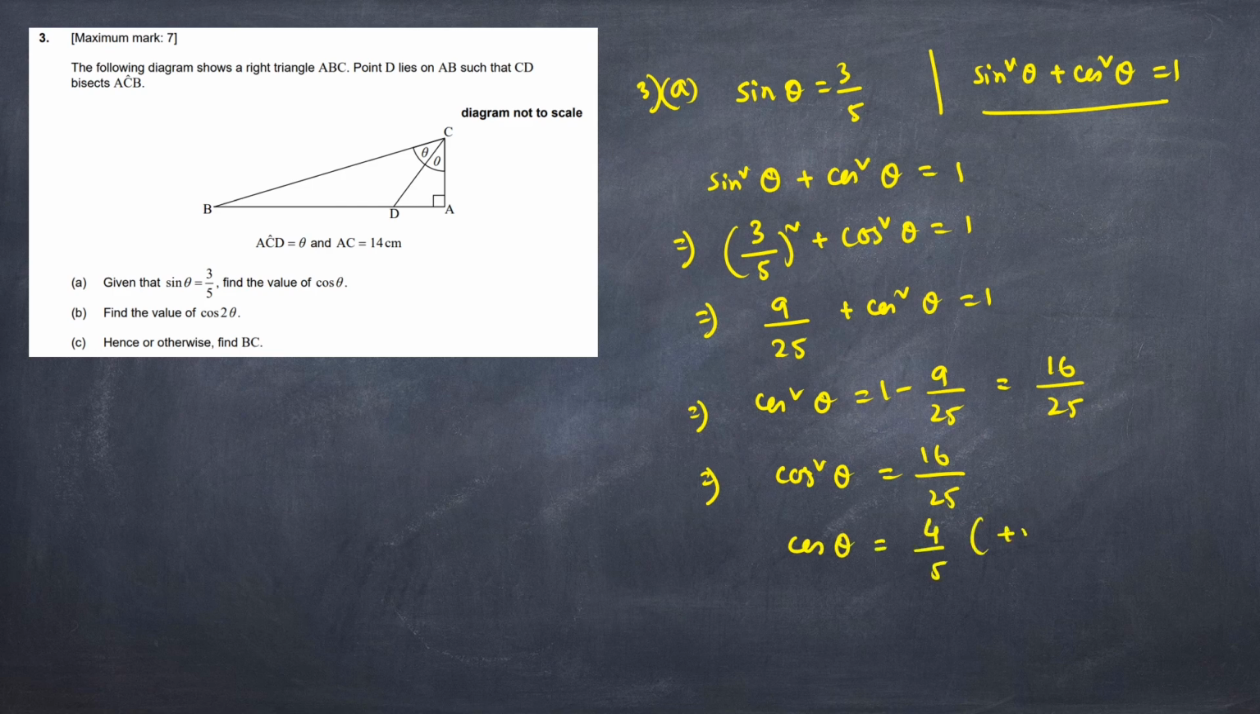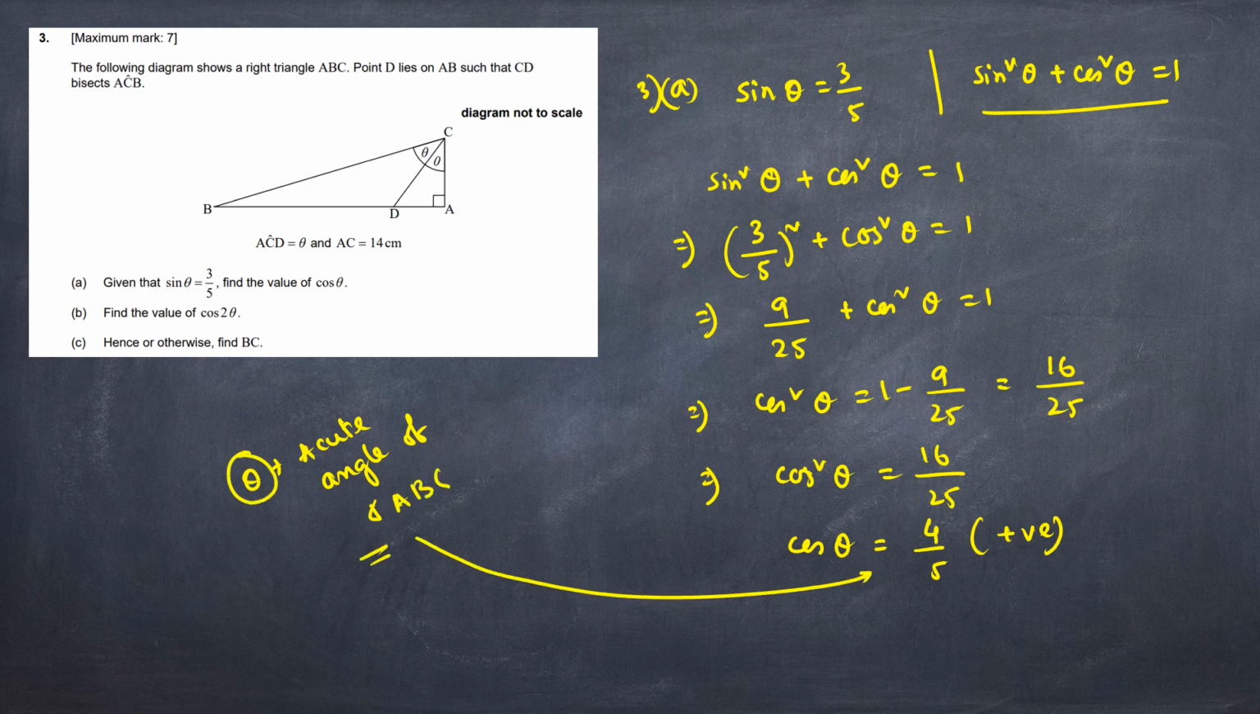We are taking the positive value. So why not the negative value? As you can see, theta is the acute angle of a triangle ABC. As it is an acute angle, we are taking the positive value. So ultimately, the value of cos theta is equals to 4 by 5. Now the second problem, find the value of cos 2 theta.